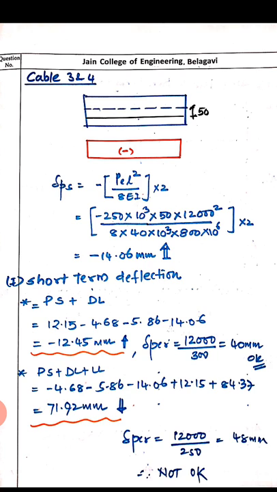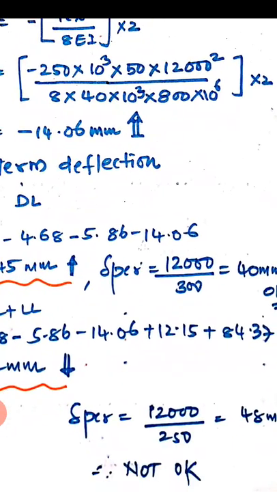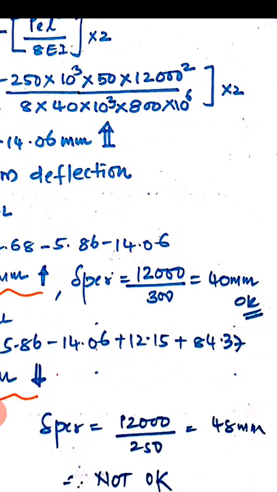Which is downward. So when the beam is subjected to live load, the deflection turns downward. When there was no live load, the deflection was upward. To balance that, when you apply live load, the deflection will automatically be downward. Then we have to check the permissible limit now. What is the permissible limit? It is L by 250.